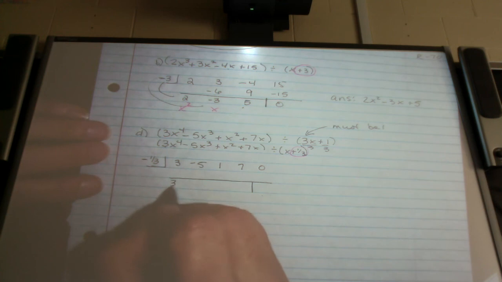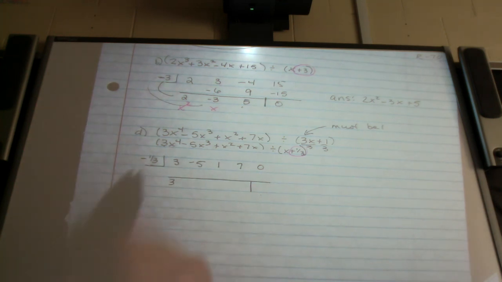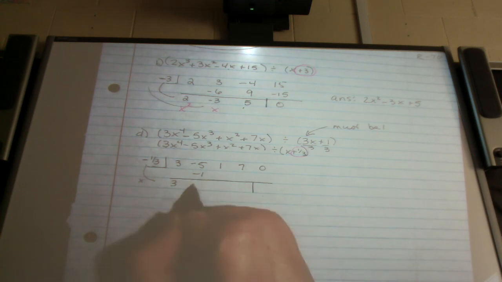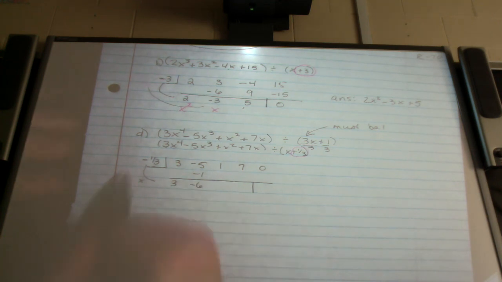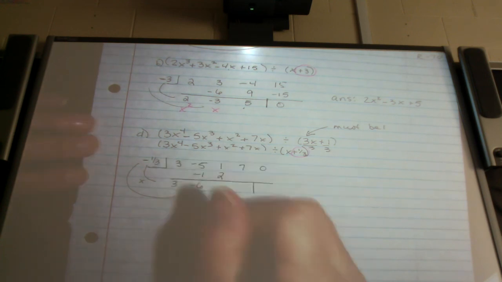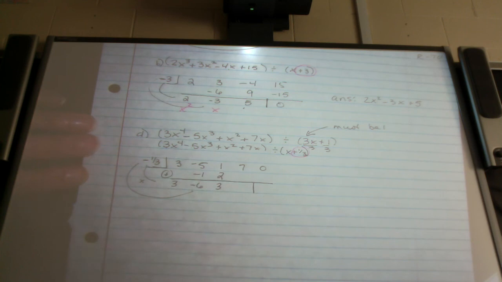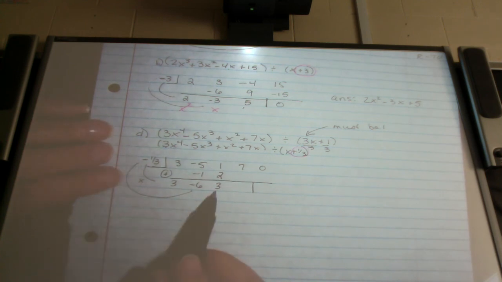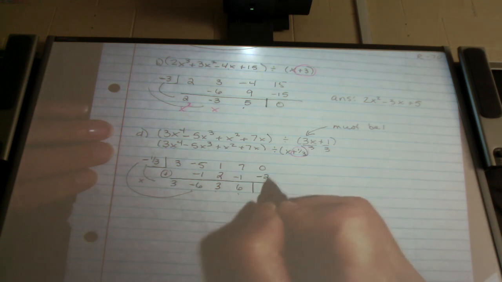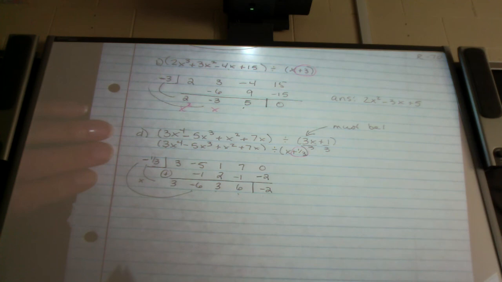So drop the 3 down. -1/3 times 3 is -1. Add them up, we get -6. -1/3 times -6 is 2. Add them up, we get 3. -1/3 times 3 is -1. Add them up, we get 6. And -1/3 times 6 is -2. Add them up, we get -2.